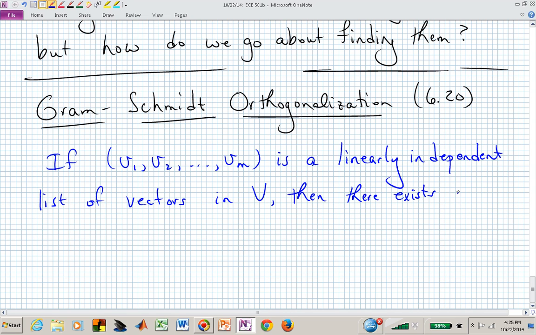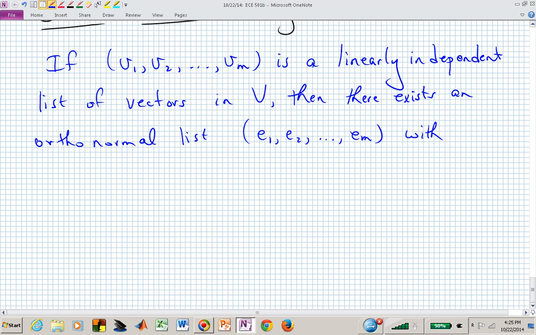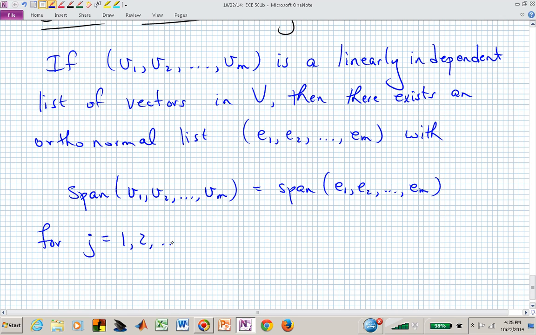Then there exists an orthonormal list, let's call those e sub 1, e sub 2, up to e sub m, where these lists actually span the same subspace in our vector space, with the span of v1, v2, up to v sub m equaling the span of e1, e2, up to e sub m, for j equaling 1, 2, up to m.